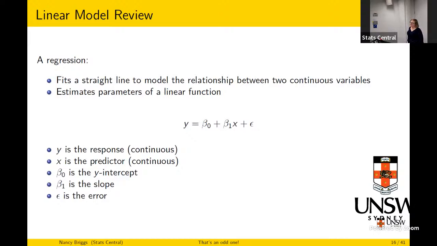And then because, as I mentioned before, our statistical models are simplifications of what's actually going on in the real world, they never fit perfectly. And so we have some error, and that's what our epsilon is over here. And that's just the difference between what we've actually seen and what the model predicts.